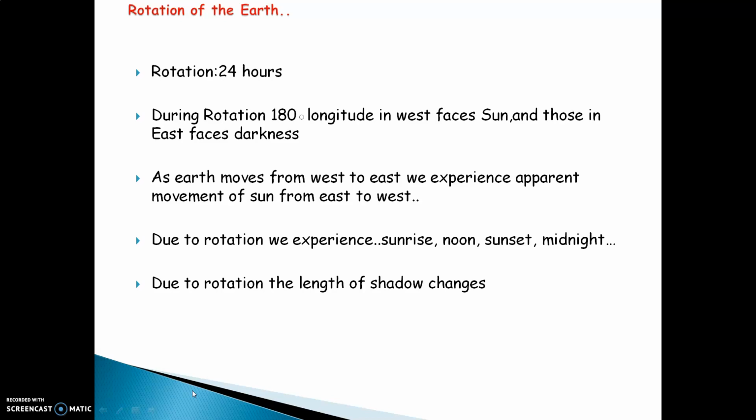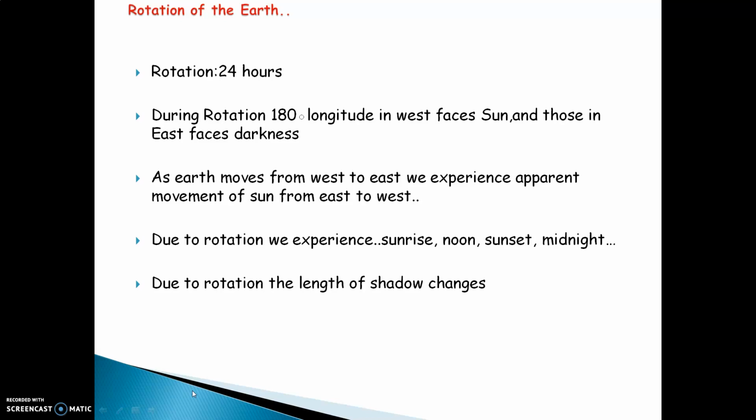When the Earth is moving from west to east, the sun for us seems to be moving from east to west, whereas actually the sun is not moving. The sun remains in the same position. Because of the rotation of the Earth, we see the sun moving.